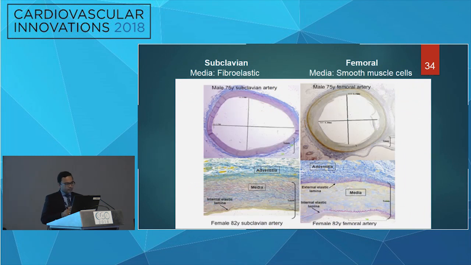There's a little difference in anatomy between a subclavian and femoral artery. Subclavian has a lot of fibroelastic medial tissue compared to a femoral artery with a lot of smooth muscle in the media. Just something to keep in mind when we use these arteries for access.